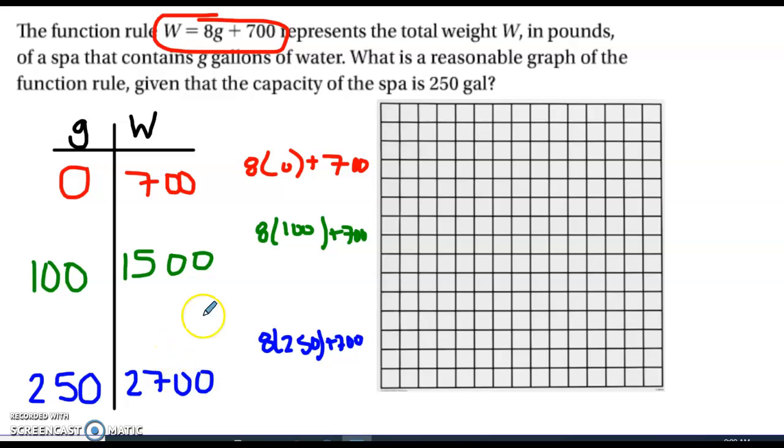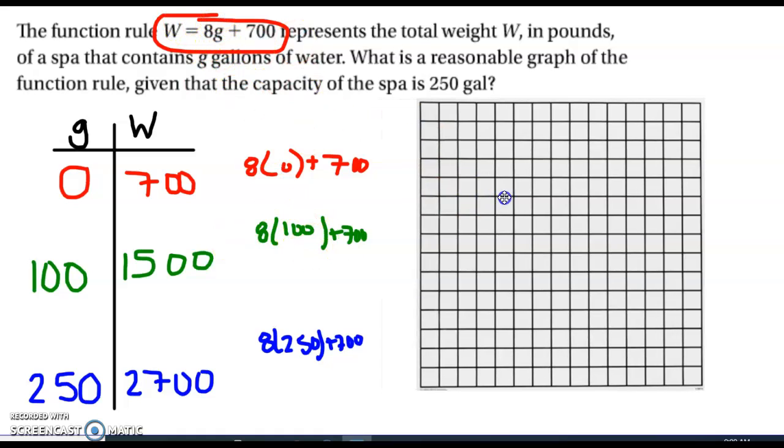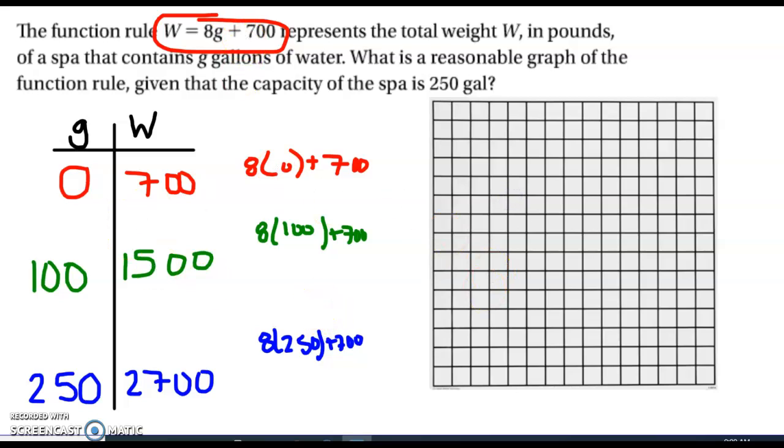All right, so I'm going to graph here. So down here on the bottom, I would have my gallons, right? Because that's my independent. My weight is going to be over here. I'm going to start at 0 and count by, I don't know, I'm going to make this 100. So I'm really counting by 25s. 1, 2, 3. This would be 200. Because I don't need to go over 300.